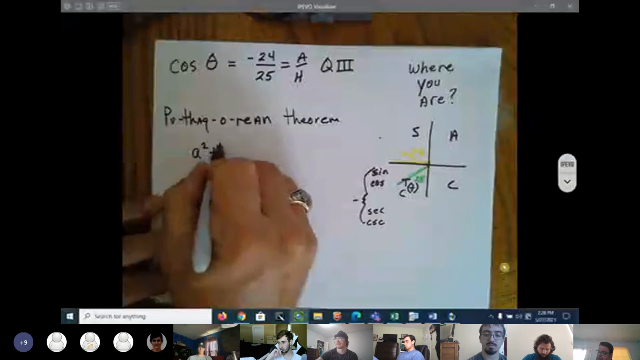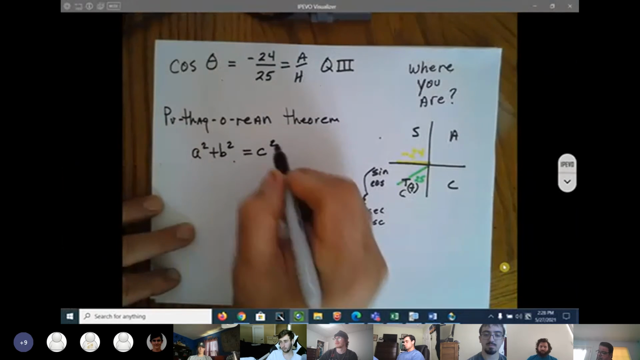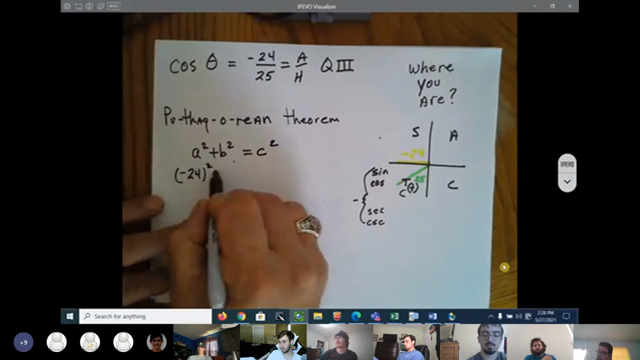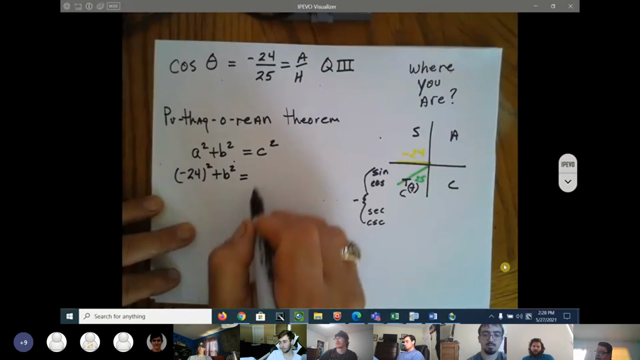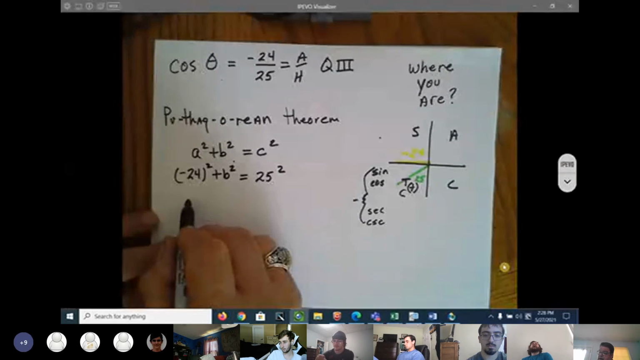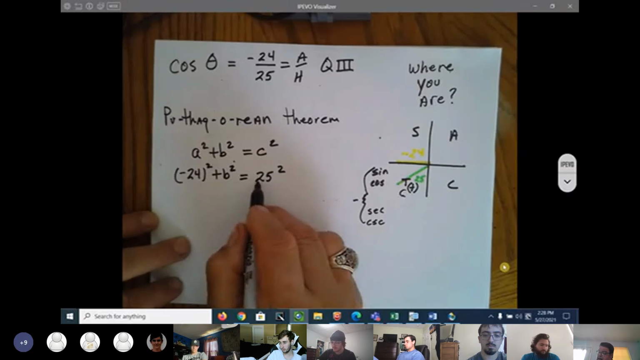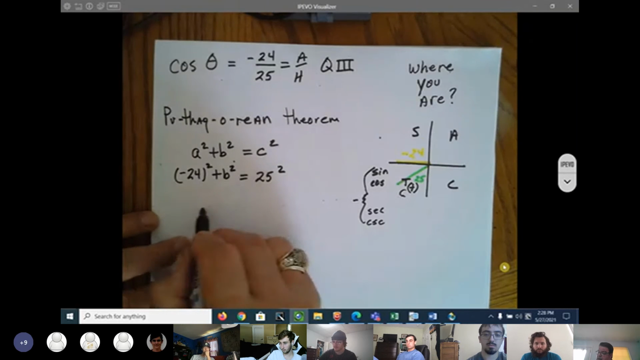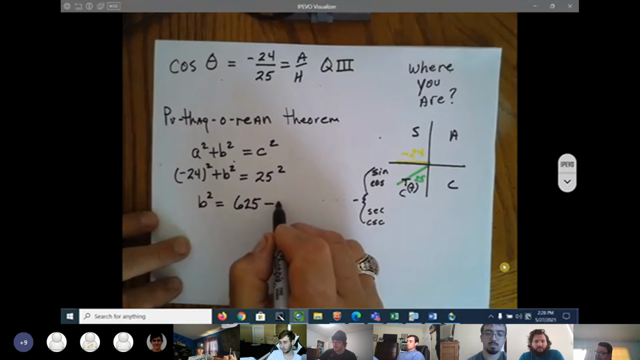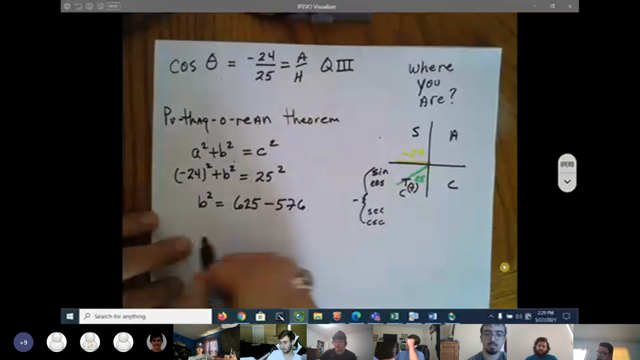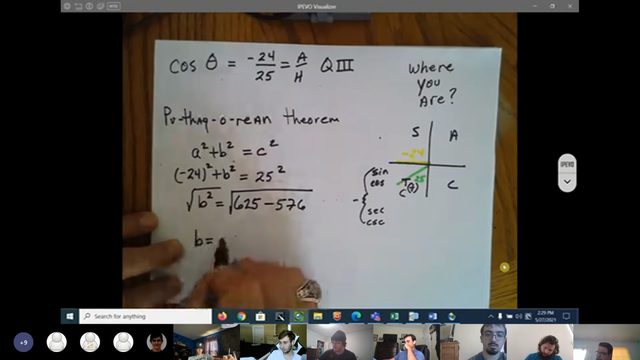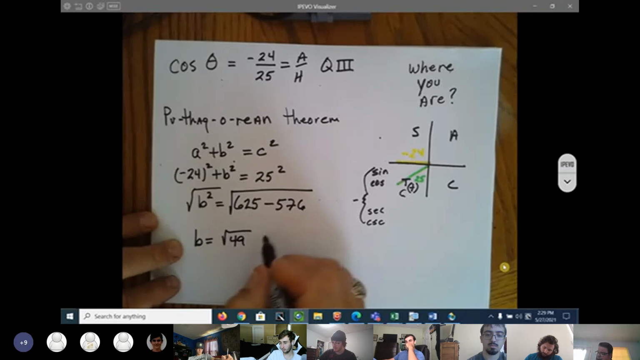A squared plus B squared is equal to C squared. And I've got negative 24 squared plus B squared is equal to 25 squared. And 24 squared, I have no earthly idea. I know this is 576. B squared is equal to 625 minus 576, and take the square root of that. So B is equal to the square root of 49. Somebody check my math.